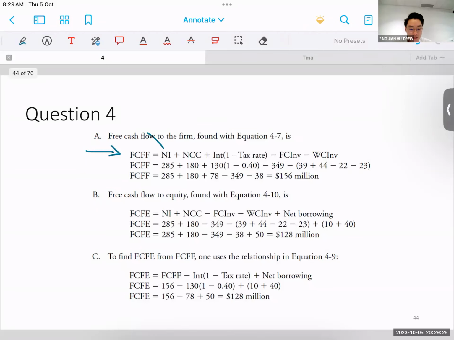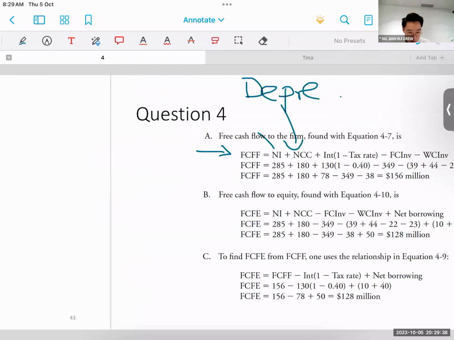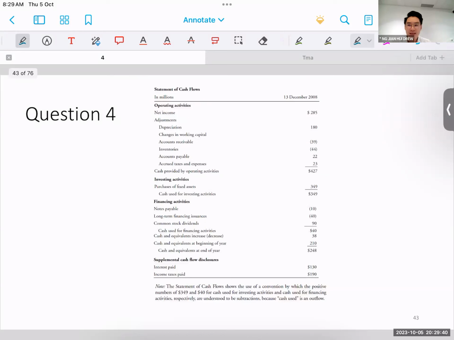Number two, we want to find what's NCC. Okay, NCC is basically just depreciation. They just put NCC, it's depreciation. So where can you find depreciation? Those that maybe majored in accounting before, or accountants, know that the cash flow statement is a very good source of information for finance, particularly for your cash flow calculation. So where can we get the depreciation amount? Here, 180.